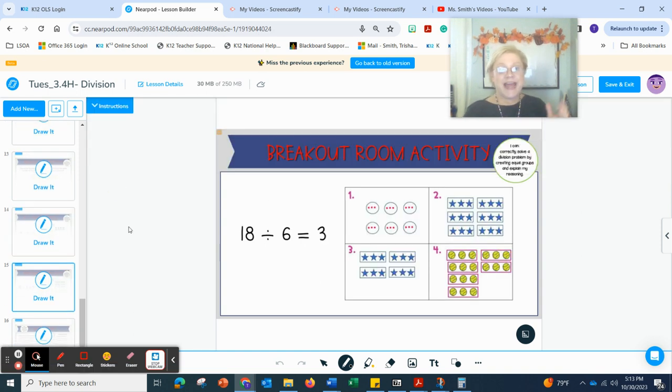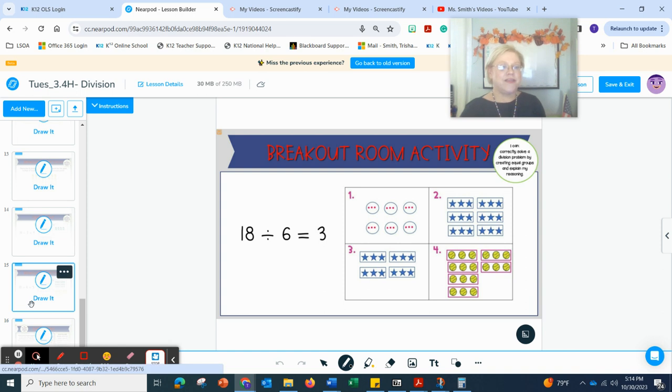All right, last one. 18 divided by 6 equals 3. So you're going to look at each of these models. Which one of these models does not represent 18 divided by 6 equals 3? Put an X on it. Circle it. Check mark. Smiley face. However you want to answer it. Just answer the correct one.